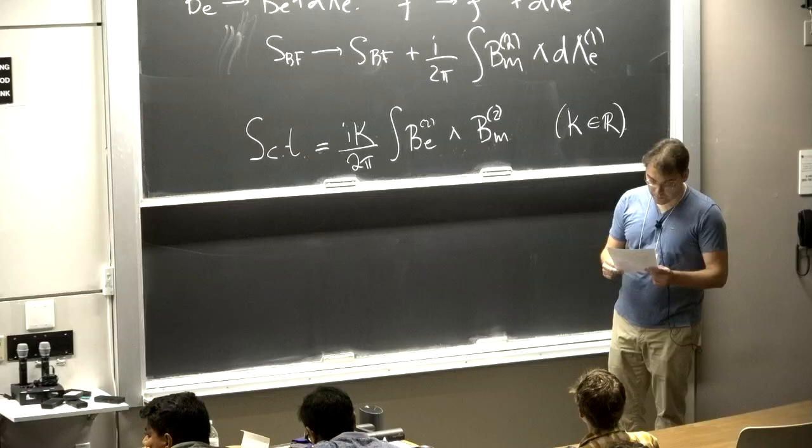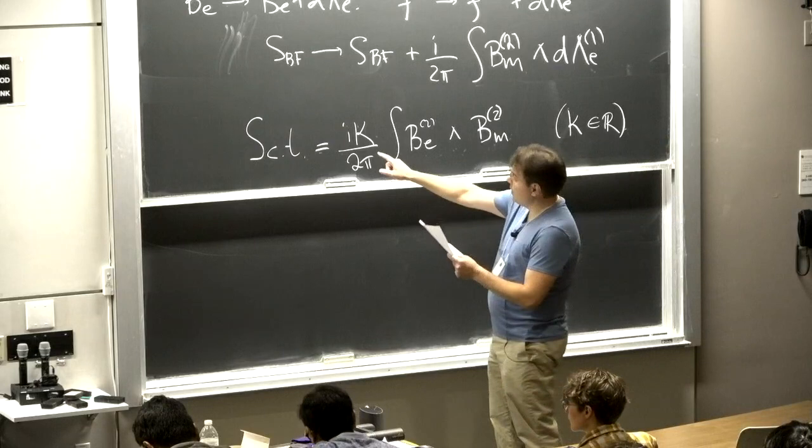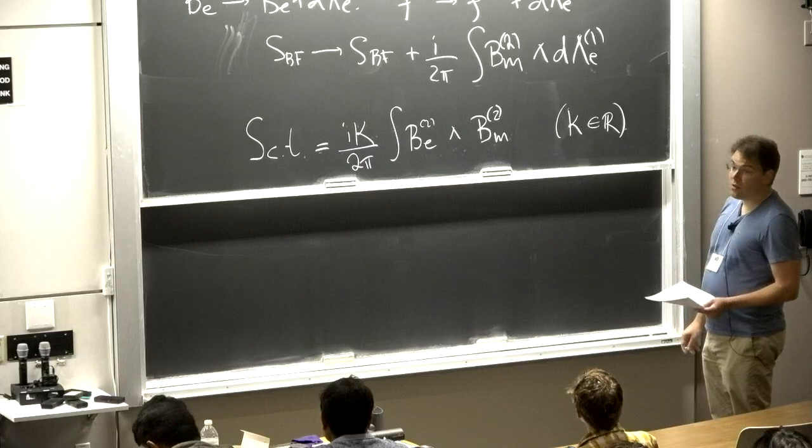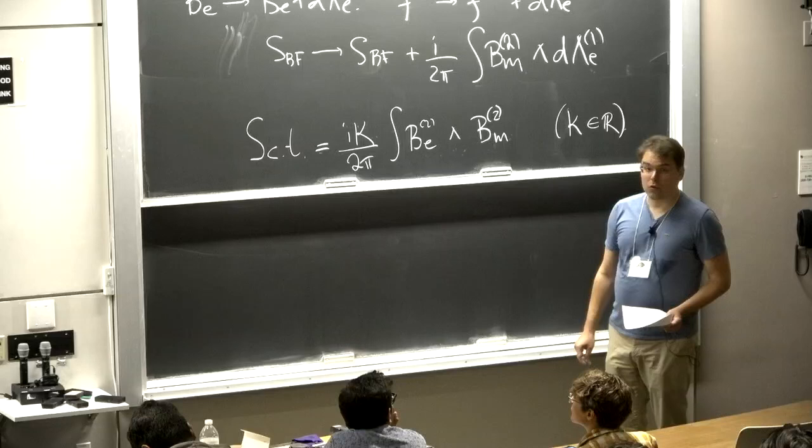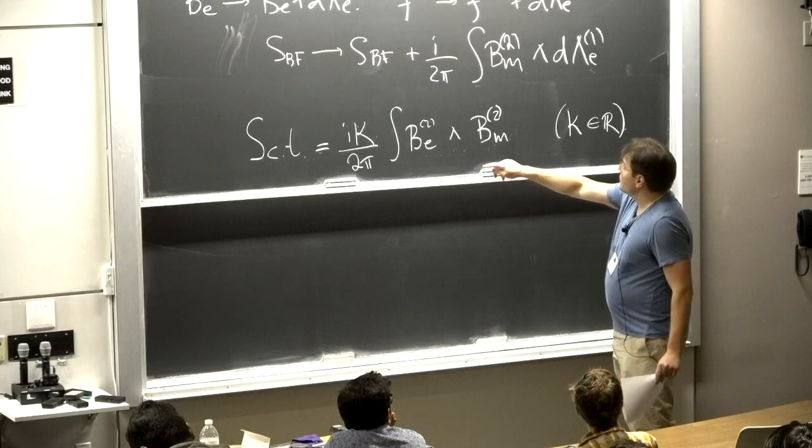Now, by dialing this coefficient k, we can change these contact terms in such a way as to make either the electric current or the magnetic current, or neither of them, everywhere conserved. And by everywhere, I mean including at coincident points. And that amounts to the statement that I can use this counter term to move this anomaly around, but I can never get rid of it completely.